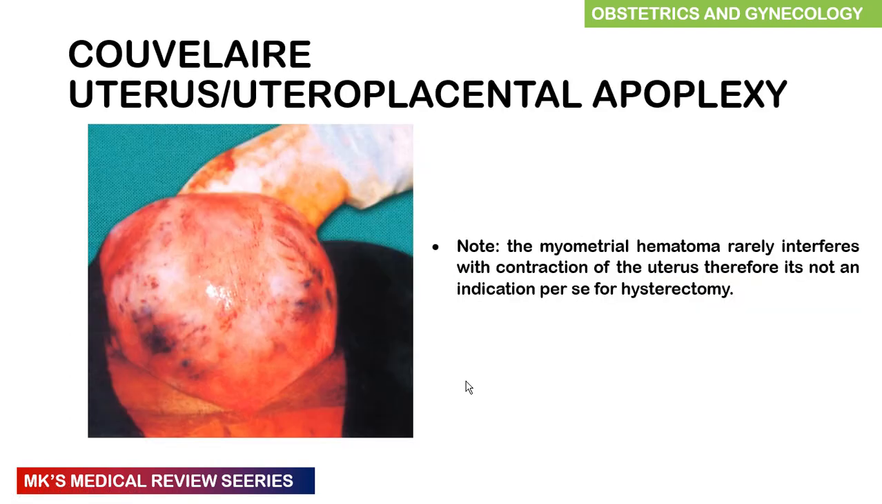Now here, this is what a Couvelaire uterus looks like. So it looks as if this uterus has been beaten up. Now remember that whether you have this myometrial hematoma inside or these red blood cells inside the muscle area, this actually is not going to interfere with the contractility of the uterus. So it doesn't really affect the contractility of the uterus. So this is not really an indication for hysterectomy per se.